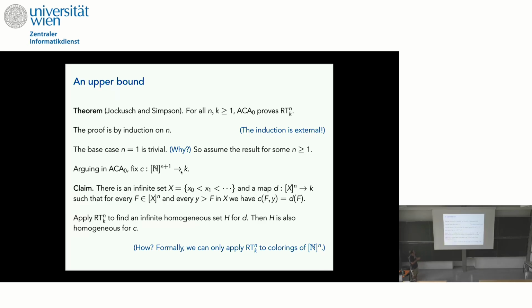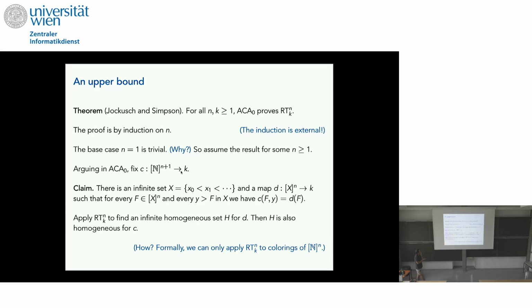Okay. So for n equal 1, we can prove it in ACA naught, and you can think why that's the case. So let's assume the result is true for some n bigger than or equal to 1. And we're going to argue in ACA naught. And we're going to fix this coloring now from n plus 1 tuples to k.